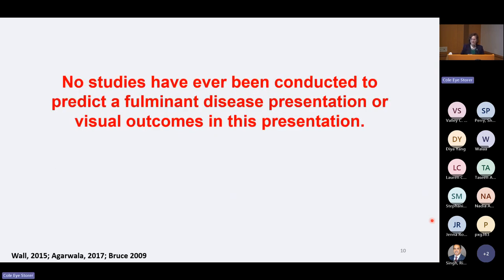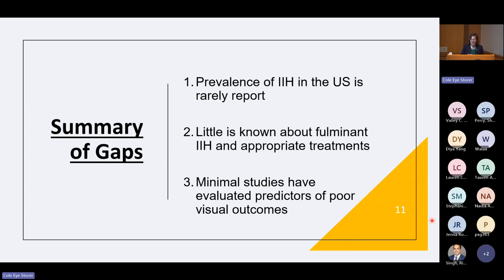And again, I want to emphasize here that no studies have ever been conducted to predict a fulminant disease presentation or visual outcomes in these presentations. So our summary of gaps here, we're going to review the prevalence of IH in the United States. We're going to discuss fulminant IH and appropriate treatments, and we're going to evaluate studies and predictors of poor visual outcomes.